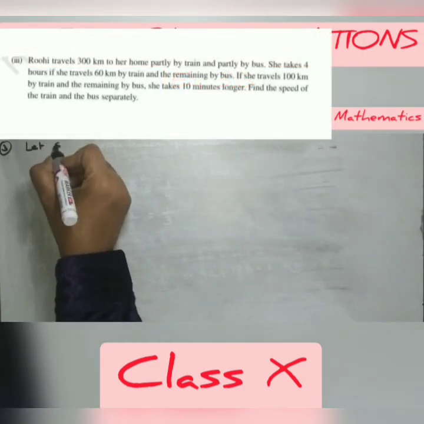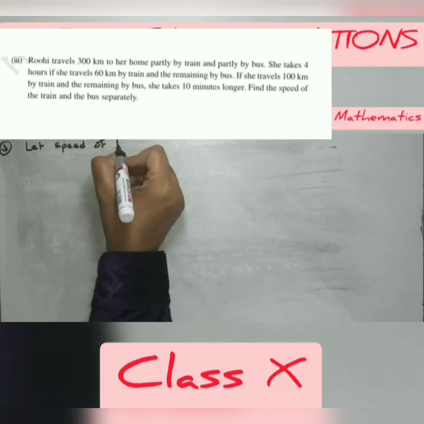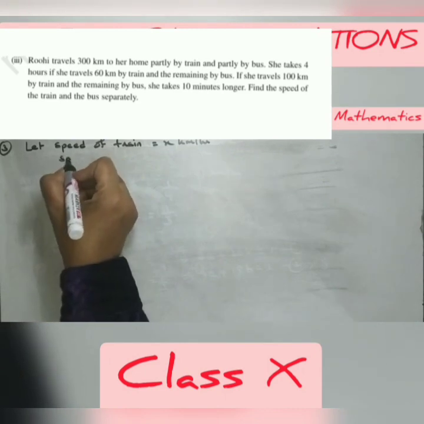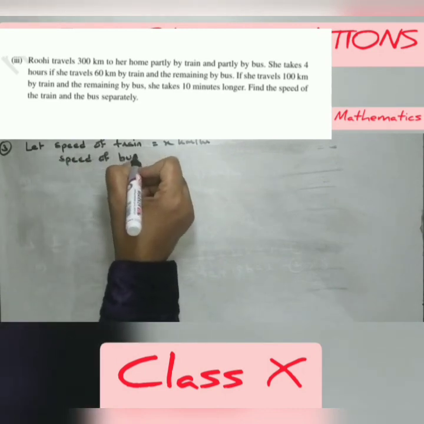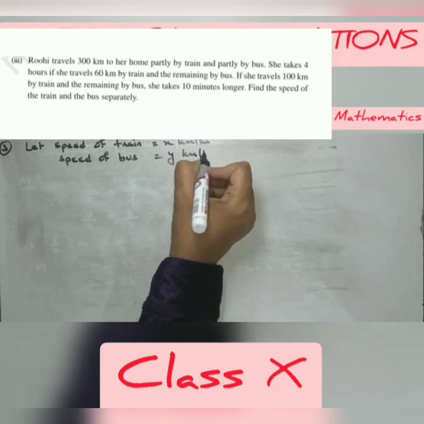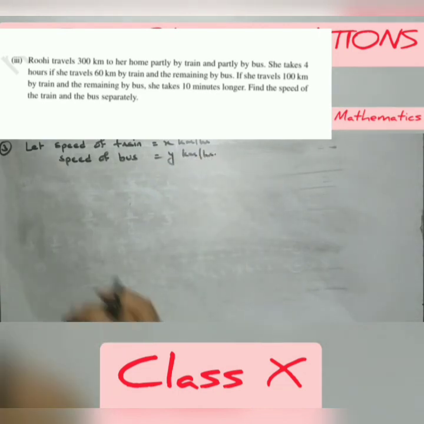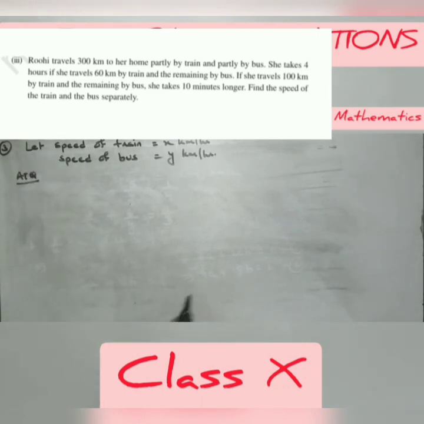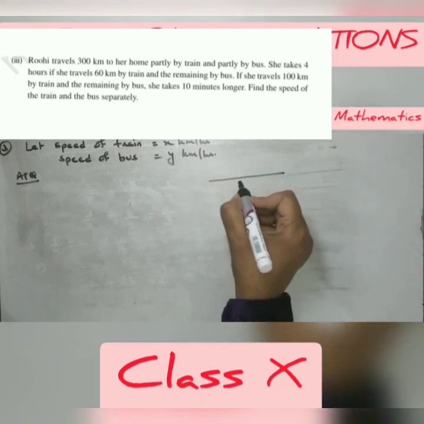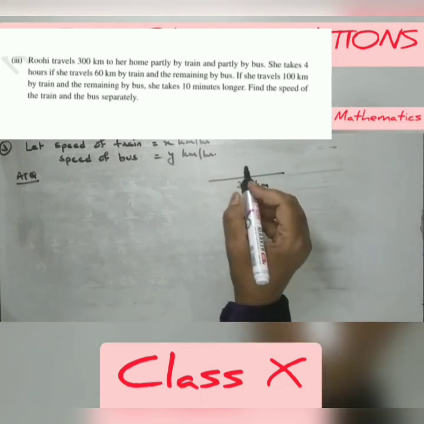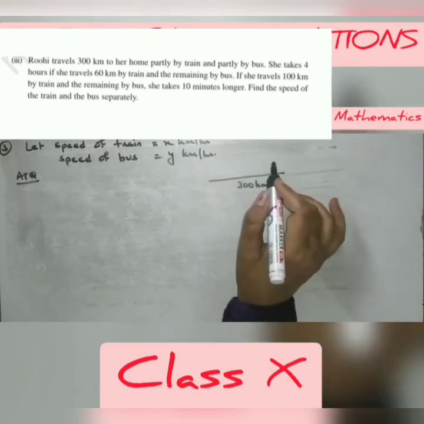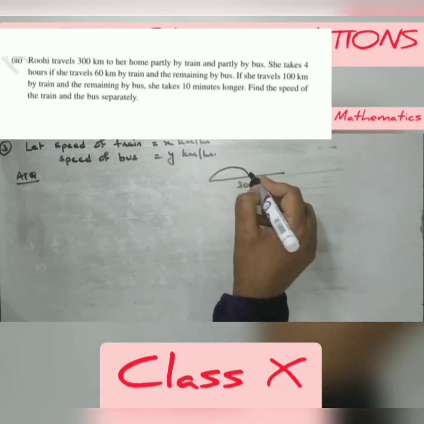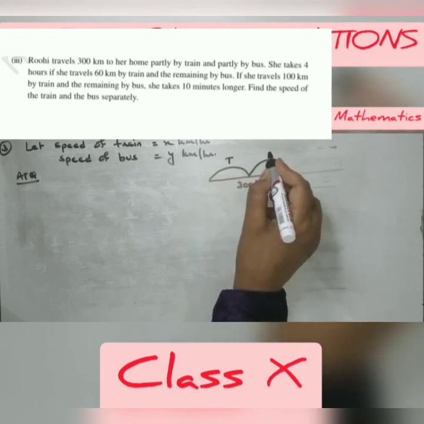Let speed of train be equal to x km per hour and speed of bus be equal to y km per hour. Now according to the question, first case: she has to travel 300 kilometers. She has covered some distance by train and some by bus. Let she cover this much distance by train and this much distance by bus. This is train and this one is bus.